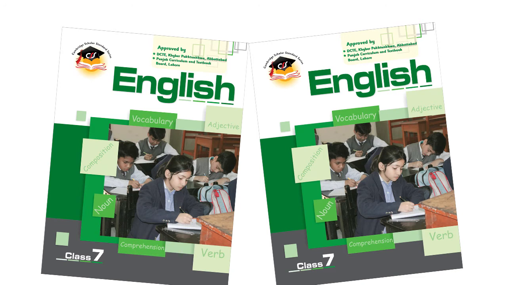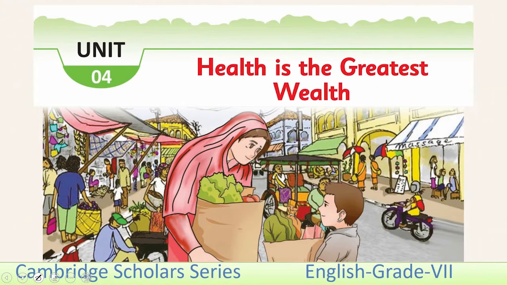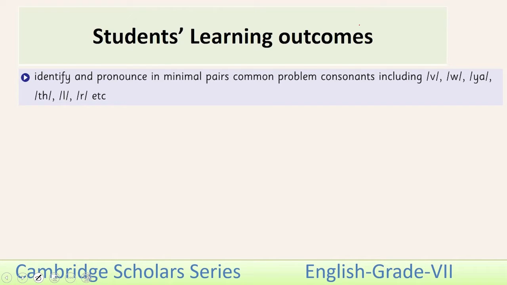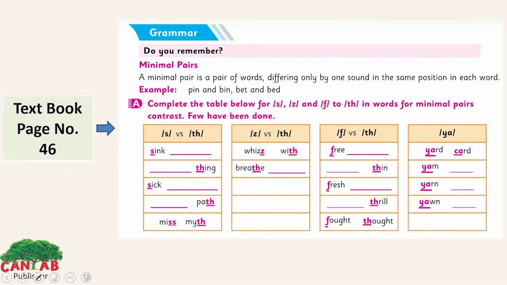Before starting the lesson, dear students, you must have your class 7 English textbooks with you. We will start our lesson from Unit 4, Health is the Greatest Wealth. The SLOs of this lesson are to identify and pronounce minimal pairs, and common problem consonants including B, W, Y, Th, L, R, etc. Students, I hope you have learned about minimal pairs in your previous class too. Let's find out what these are.